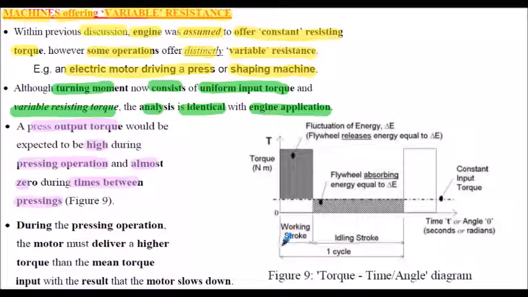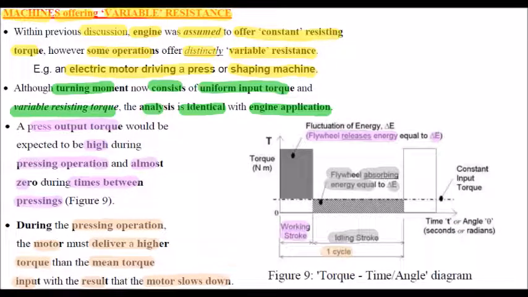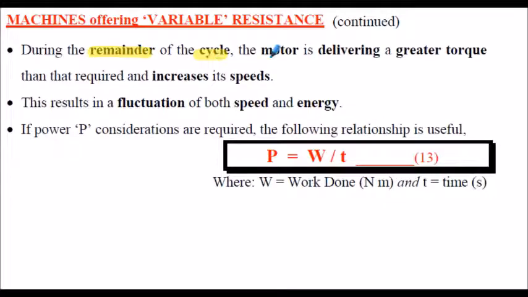And figure 9 shows this here. So in the working stroke shown here, the flywheel is releasing energy that's equal to the delta E, what's termed the fluctuation of energy. During the idling stroke, the flywheel is now absorbing energy equal to the delta E, change in energy. And the working stroke added to the idling stroke relates to one cycle of the machine's operation. So during the pressing operation, the motor must deliver a higher torque than the mean torque input, with the result that the motor slows down. During the remainder of the cycle, the motor is delivering a greater torque than that required, and this increases the speed. Thus, this results in both a fluctuation of speed and energy.